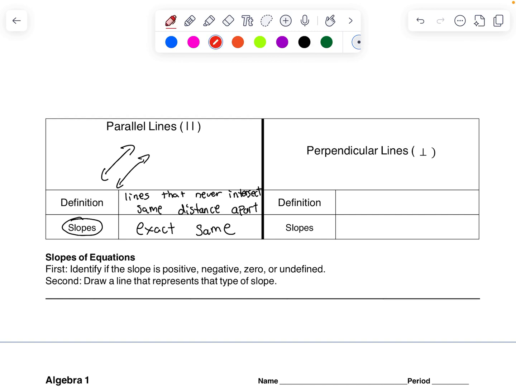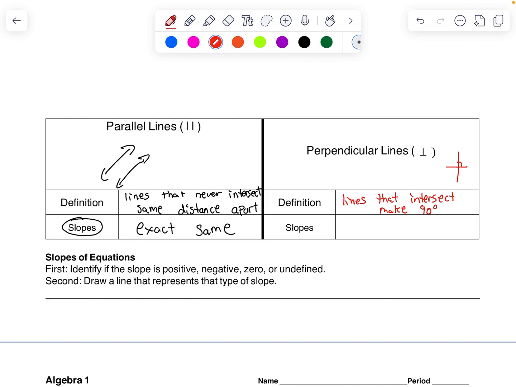Look at perpendicular. Definition: lines that intersect, and then they have to not just intersect, but they have to make a 90-degree angle as they intersect. So a lot of lines intersect, but they are not perpendicular unless they form a right angle. So something like that, where you have a 90-degree angle.